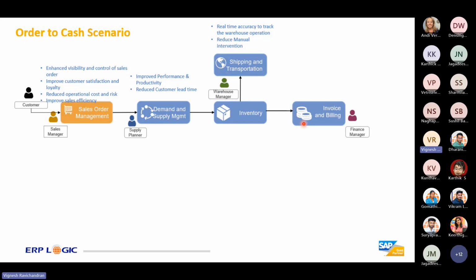The final one is the customer invoice. The finance manager will have a real-time billing process. As I mentioned, once the goods issue is done, the system will automatically create a billing request. And once the invoice is released, the accounting document will be generated automatically, and we can see the reporting as well.